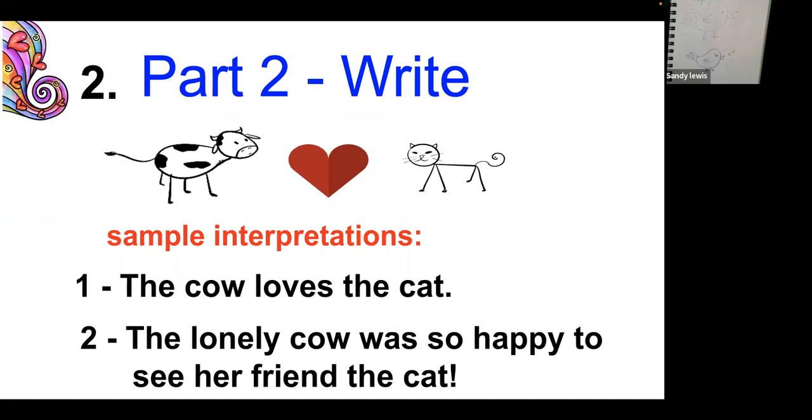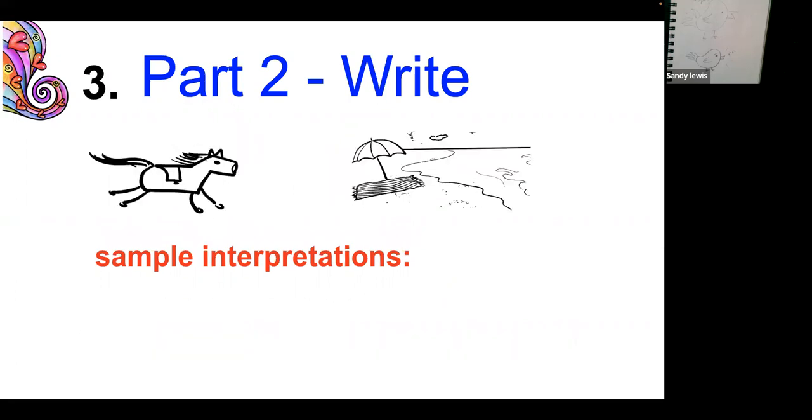Okay. Or the cow and the cat are friends, but you can say at a higher level, what can you do with this? You could say, okay, the cow loves the cat. Can you add something to it? The black and white cow loves the cat. The cow loves the cat a lot. You can say, what can we do to add to this sentence? And okay, here's the horse.